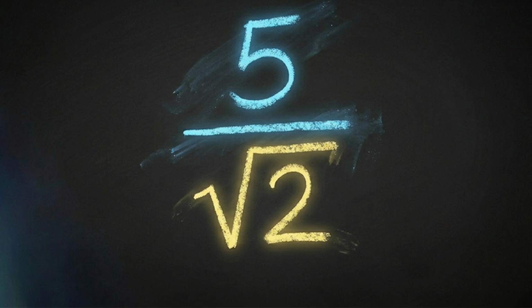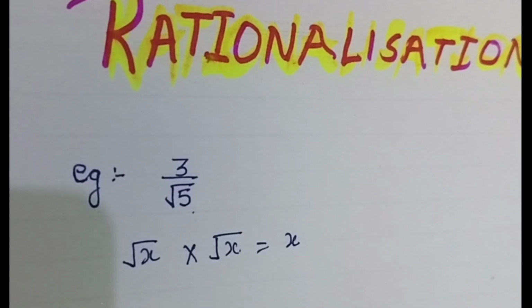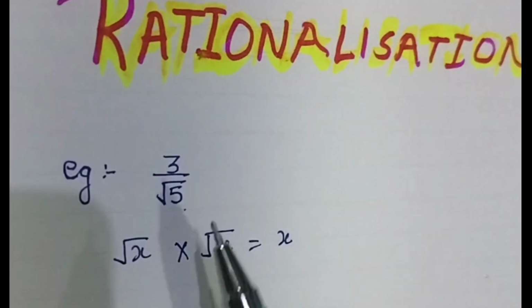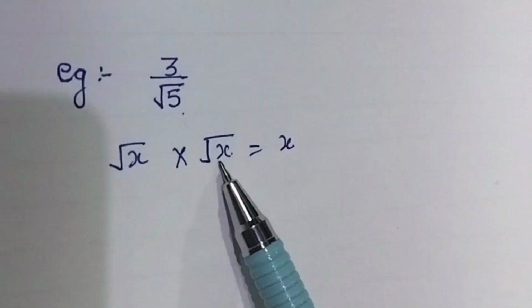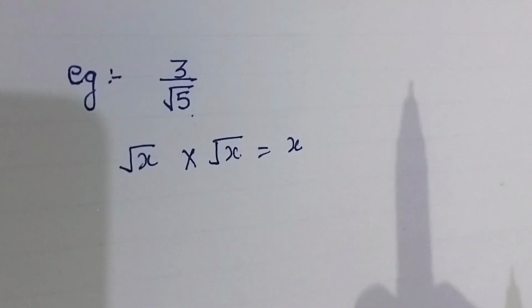First of all, let's learn simple roots. That is a single term. How we will rationalize a single term. Our first example is 3 by root 5. We know that root x into root x is x. Let's understand it step by step.